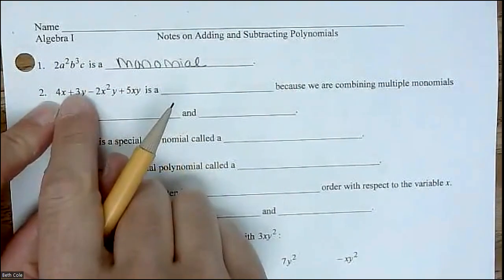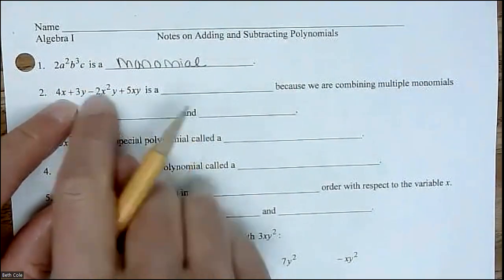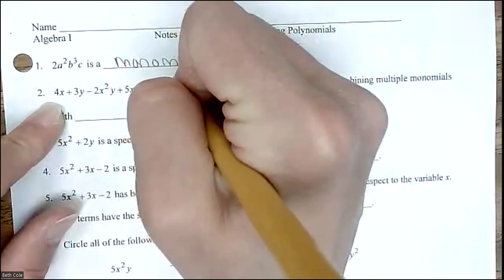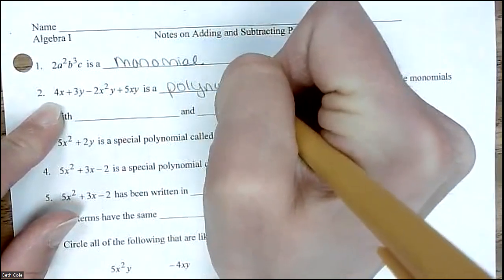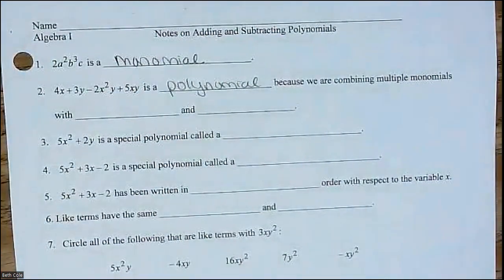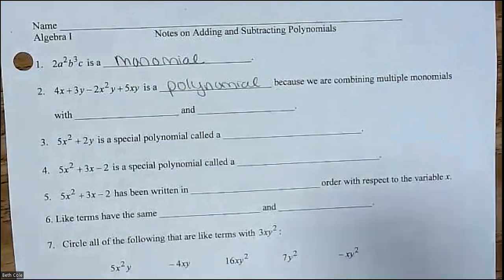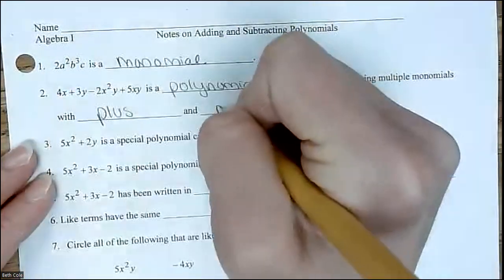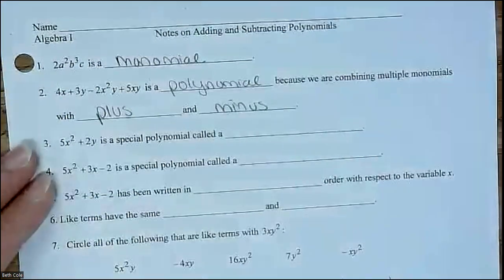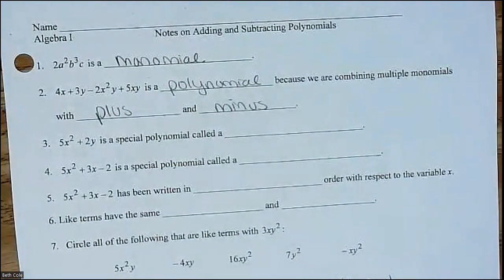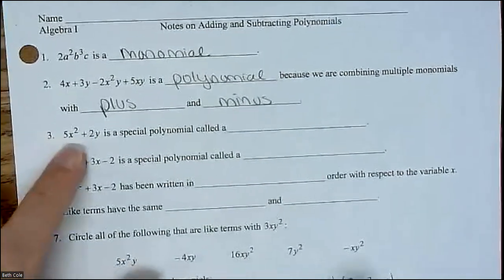Do you see the plus here and the minus here and the plus here in this one? Okay, this is a polynomial because we're combining multiple, poly means multiple, lots, more than one, multiple monomials with plus and minus. So you're taking those single terms and adding or subtracting them together, and then there are multiple terms, and that's what polynomial means, okay?